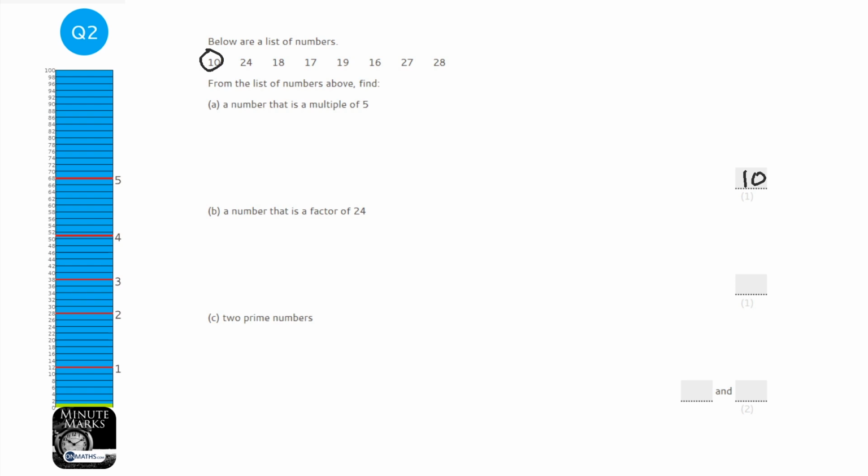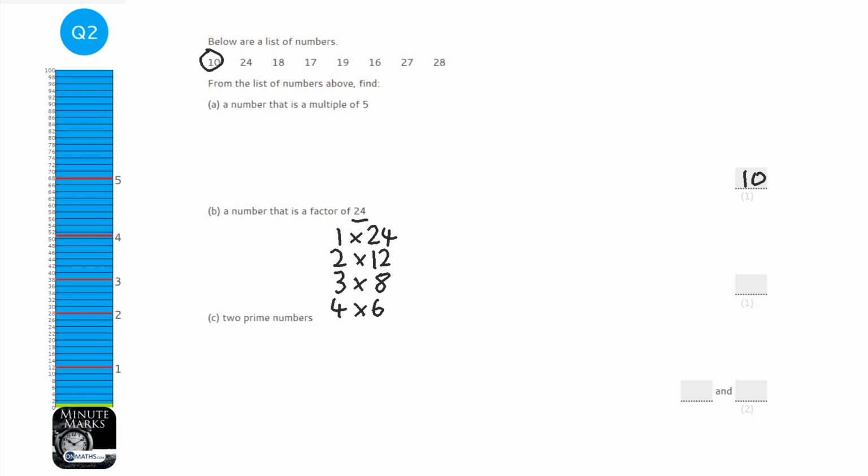Now factors go the other way. A factor of a number means that the number, so 24, is in another number's times table. The easiest way to find the factors of 24 is to start off with 1 and 24, because 1 times 24 is 24. Then 2 times 12, 3 times 8, 4 times, and you think how many 4s? 6. 5 times, well that doesn't work. 6 times we've already got. So those 8 numbers are the factors of 24.